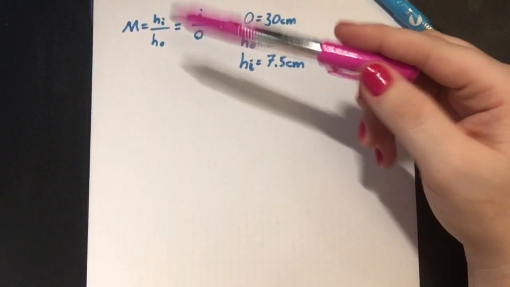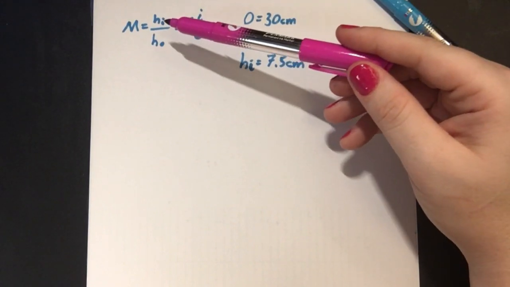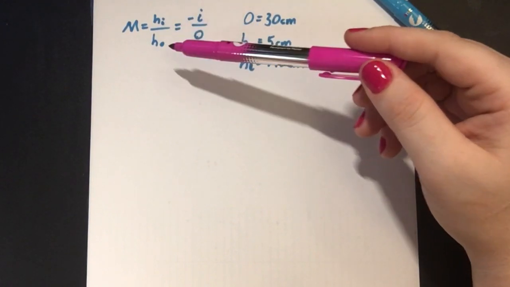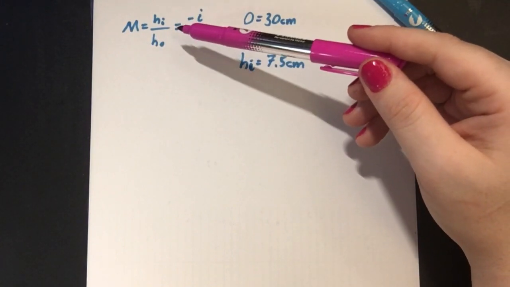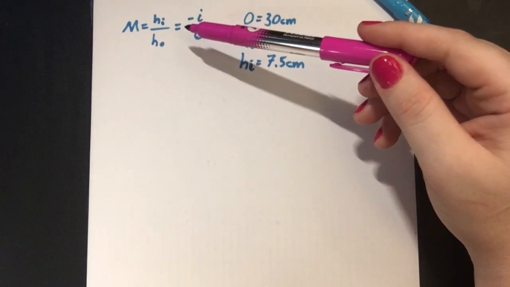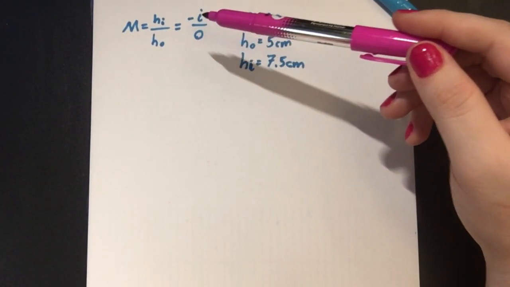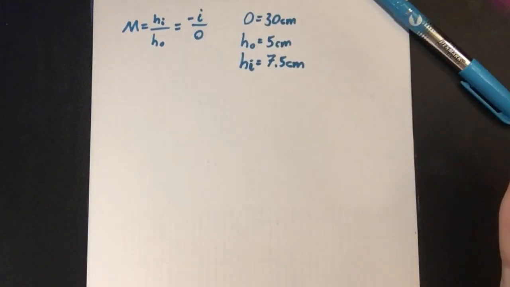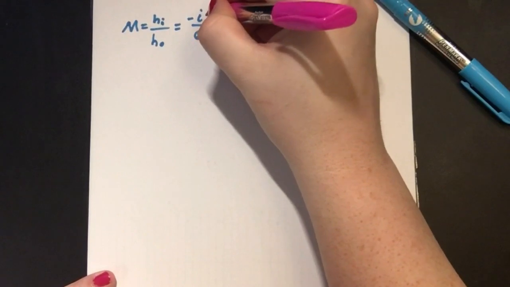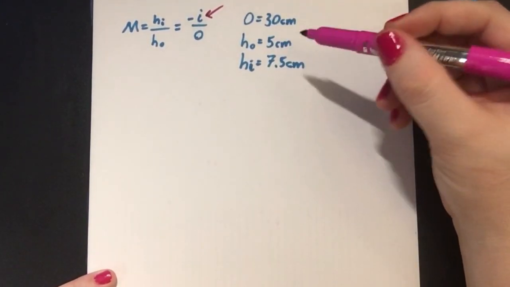So the magnification equation, written here in blue, m equals the height of the image over the height of our original object. Magnification also equals negative of the image distance over the object distance. So what we want to find is the image distance I. This is what we're looking for, and this is the image distance. So this is kind of just plug and go.